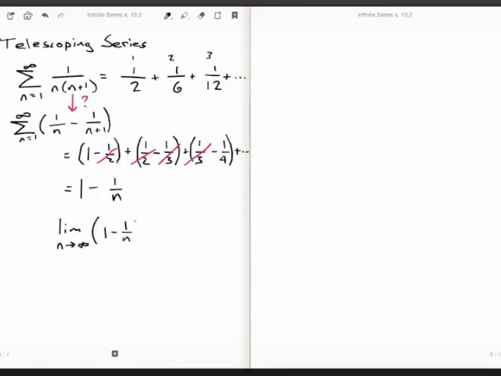Now the limit of this, so the limit as n goes to infinity of 1 minus 1 over n equals what? Think about that. As n goes to infinity, what happens to this guy here? That goes to 0, so that equals just 1.